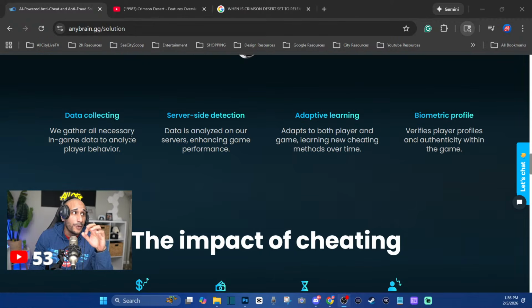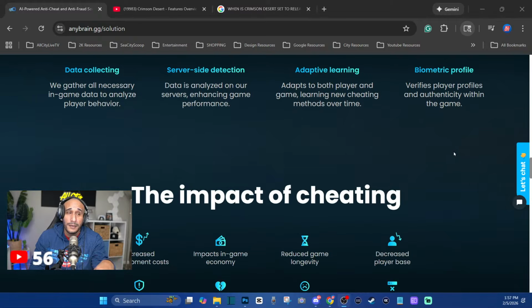Data collecting, we gather all necessary in-game data to analyze player behavior. Server-side detection, data is analyzed on our servers, enhancing the game performance. Adaptive learning adapts to both player and game, learning new cheating methods over time. And the biometric profile is what I'm talking about with the fingerprint idea. It verifies player profiles and authenticity within the game.